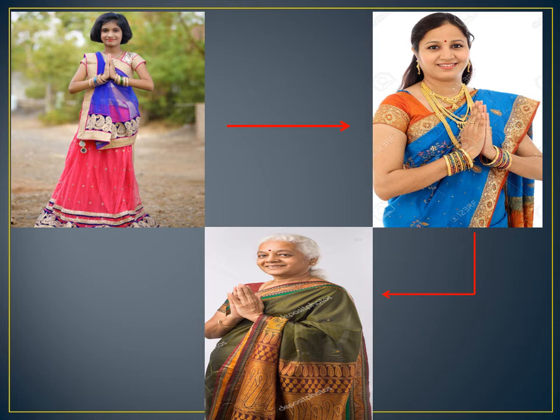Okay, similarly you will find life cycles of animals, then plants, insects also. Okay, so they are born very small. All are born very small. Then they grow up, become young, and eventually they get old. Okay.